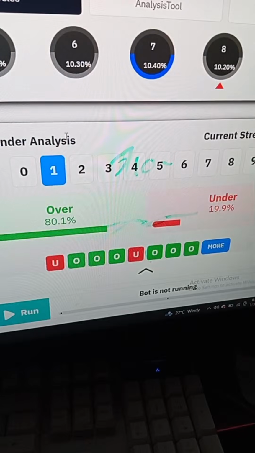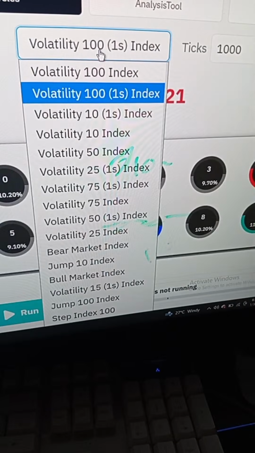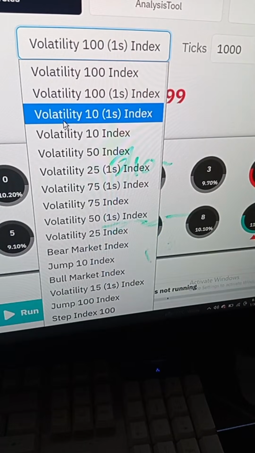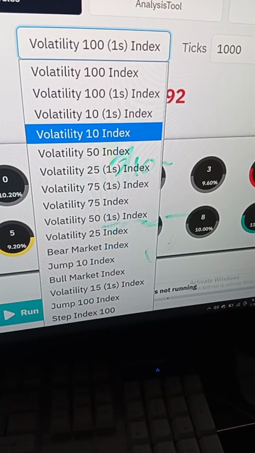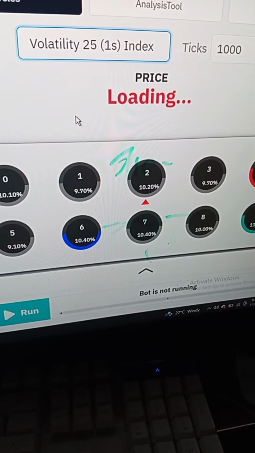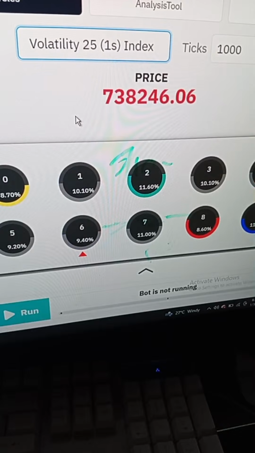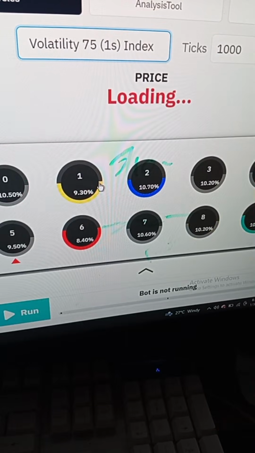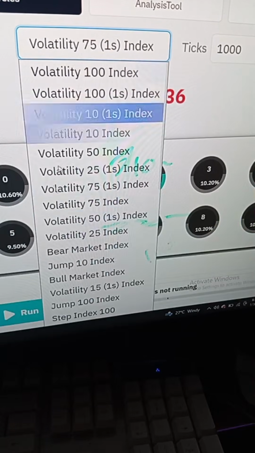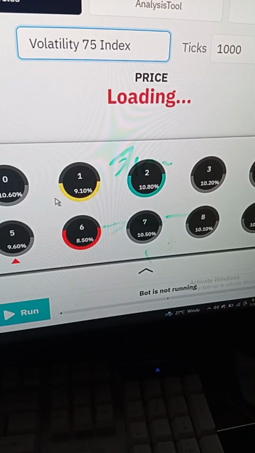It's okay. You can always find another one. There are so many options to choose from. You don't have to stick to one. If you don't find another one, tomorrow is another day. You do not have to force. There is always the next day. Volatility 75 index is not favorable, so let me leave that one alone. Let me go to volatility 75 index.